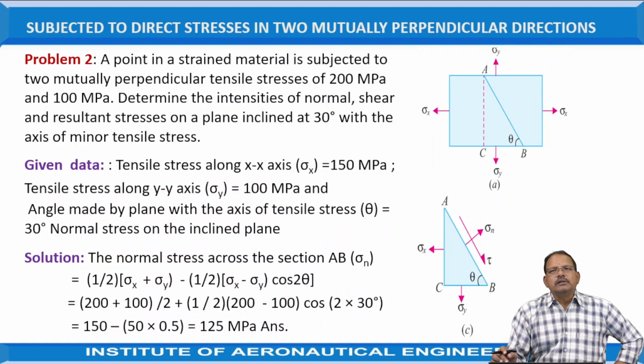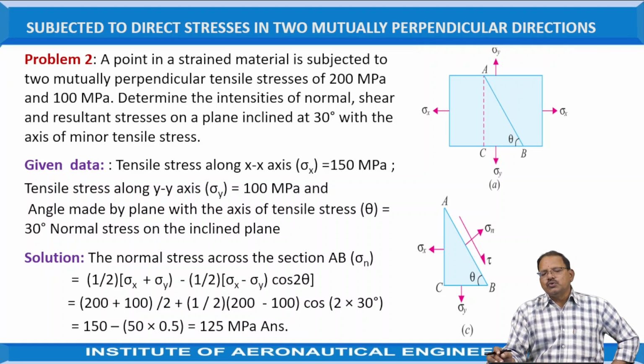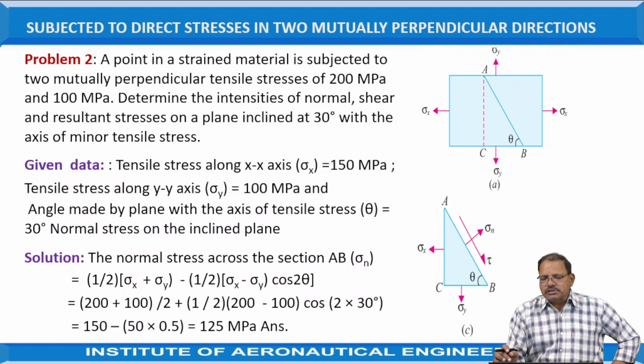The second problem is related to a body subjected to direct stresses in two mutually perpendicular directions. Here the object has a uniform cross-sectional area with thickness equal to unity. It is subjected to two direct stresses: one along the x direction, represented as sigma x, and one along the y direction, sigma y. Both are tensile in nature, so according to the problem they are treated as positive stresses.